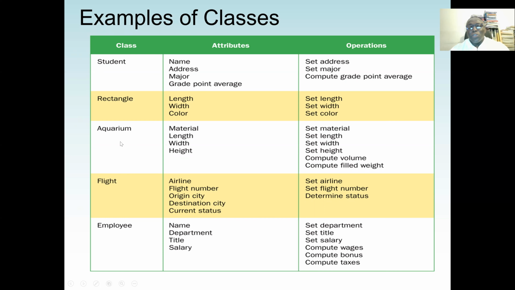Another example is an aquarium. The characteristics of an aquarium can be the material that is being used. Also, the size of the aquarium can be the length, the width, the height. We know that for an aquarium, we can find the volume of it. Since we have the material as an attribute, we can set the material, we can set the length, set the width, set the height, and these will be the operations. Or we can even find the volume of the aquarium, so compute the volume or compute the fill weight.